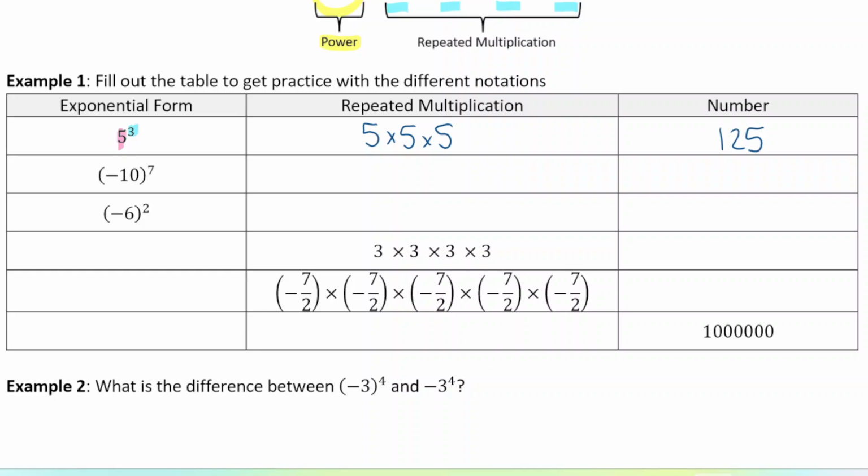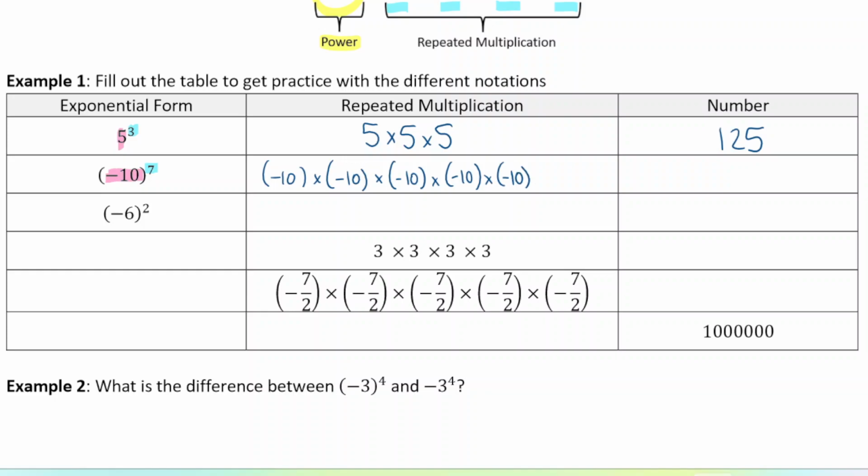Okay, this one here, negative numbers. Important to understand how those work as well. So this time our base is negative 10, and we're multiplying that 7 times. So it's going to be negative 10 times negative 10 times negative 10. You can speed up the video here if you want.